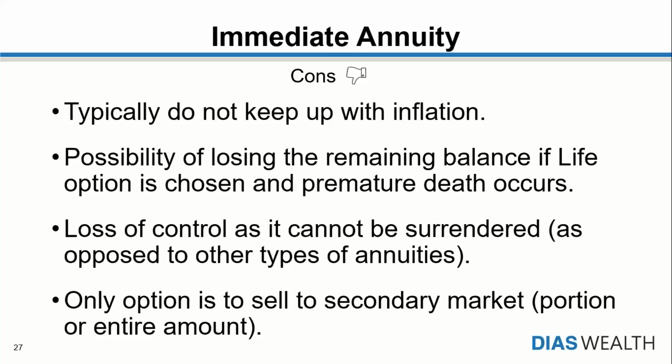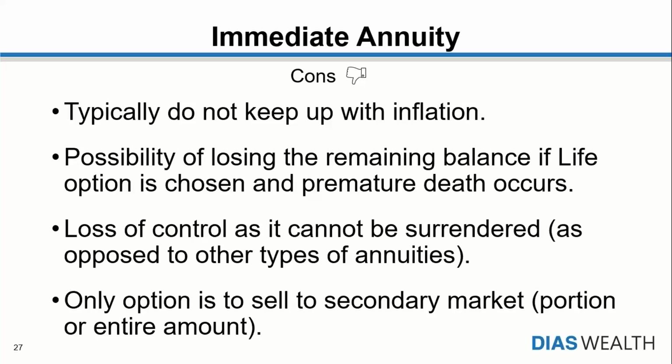But the cons typically do not keep up with inflation. It's a possibility of losing the remaining balance because the life option is chosen and you have premature death. A lot of times we've heard about this through different blogs and different TV people that say that somebody in their family started an annuity and then they passed away a couple months later and the insurance company kept the balance. That's what they're referring to, this option. But again, it all goes back to the structure. If you structure it correctly, that's the key there.